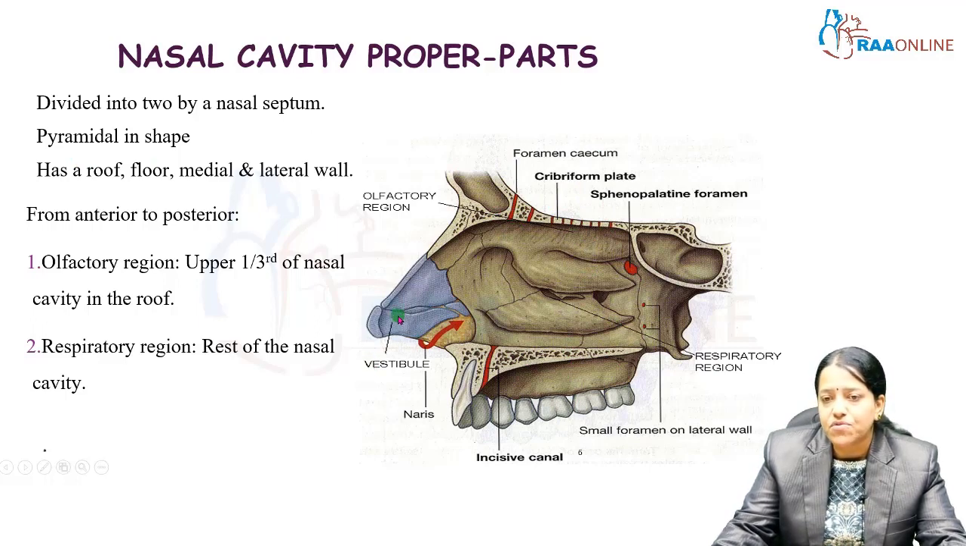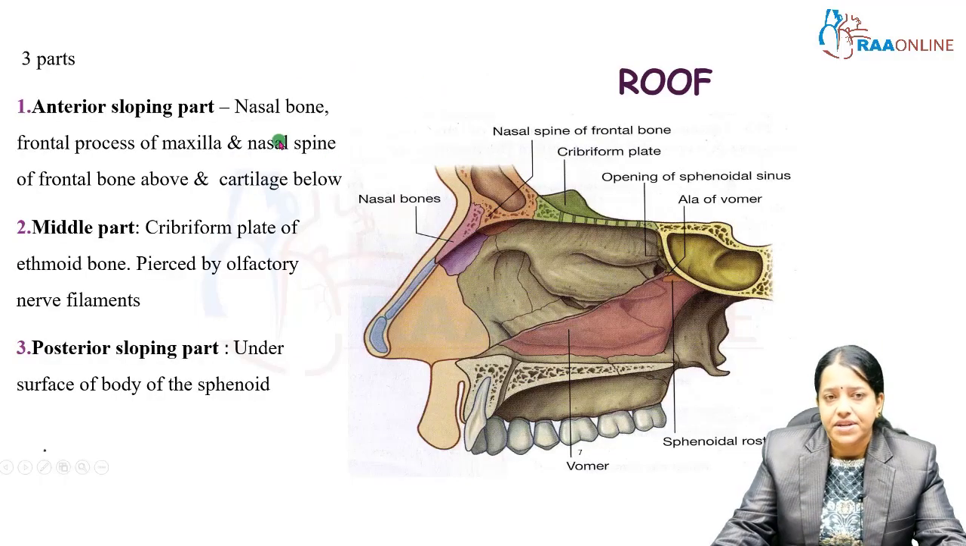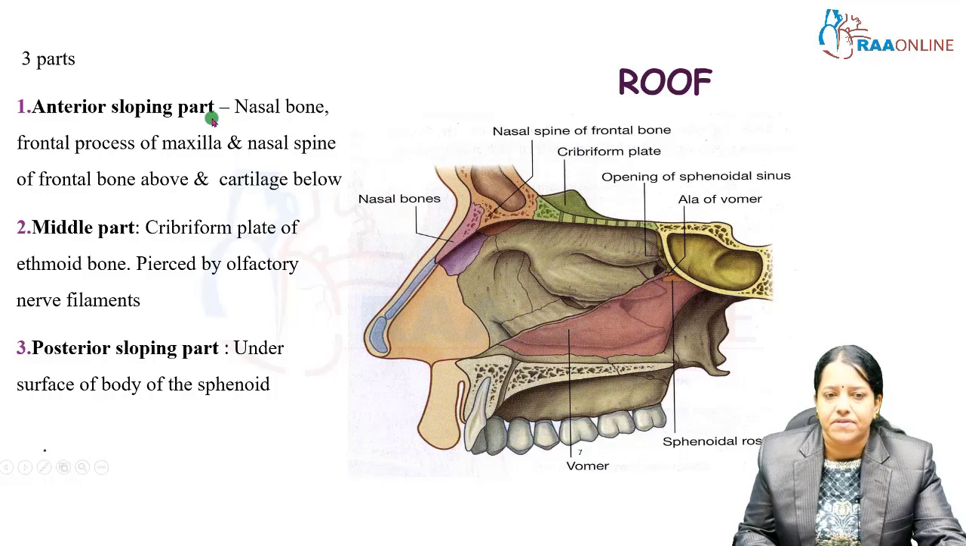So the vestibule is over. It is the smaller anterior inferior part, and then the posterior superior part is the nasal cavity proper. From anterior to posterior, you have the olfactory region, the upper one-third of the nasal cavity in the roof, and the respiratory region, which is the rest of the nasal cavity. Now, we are dividing the roof into 3 parts.